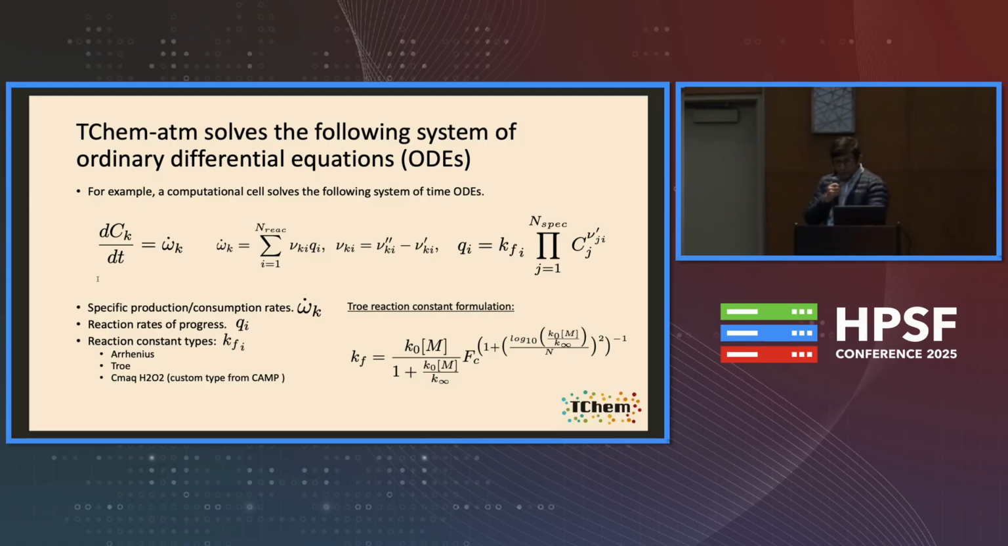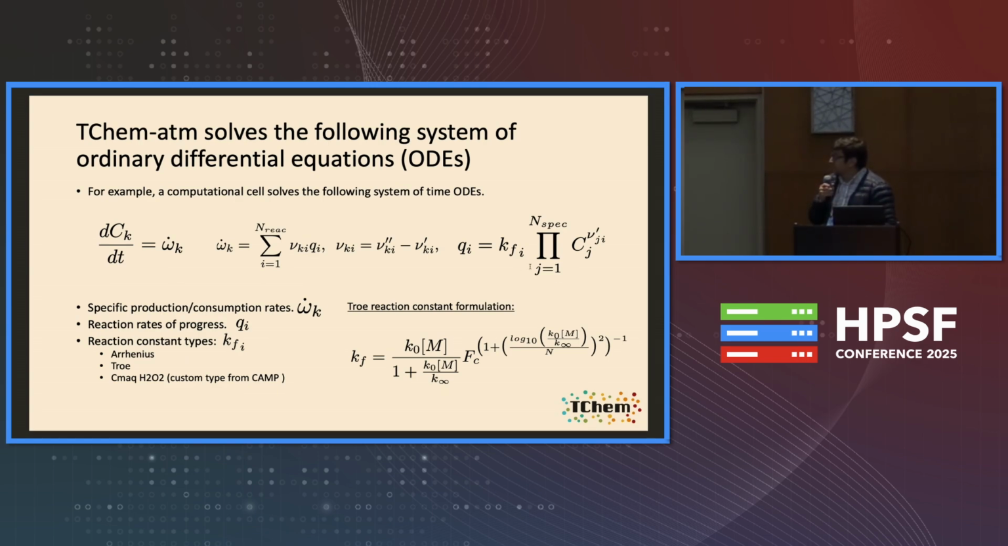So what exactly are we solving in TChem-atm? We are just solving a system of ordinary differential equations where we solve equations for gas species and also for particles, but inside of the particles we track the composition of the particles. So this is the system that we actually solve, where the right-hand side of these equations are the net production rates, and the net production rates are computed using the contribution of each reaction, and then each reaction is expressed as I show in this part right here.